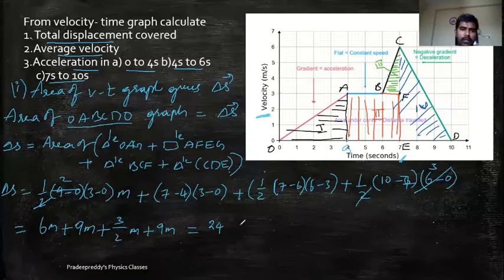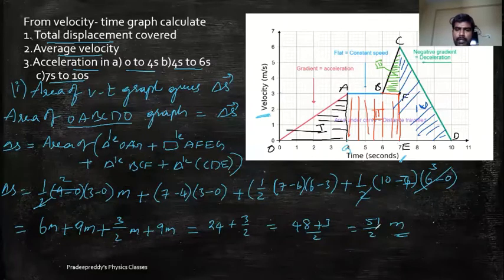Okay, 24 plus 3 by 2. This is equal to 2 4 8, and 2 2 is 4, so 48 plus 3 divided by 2. It is 51 divided by 2. This is delta S and it is in meter. Nearly, 2 2s are 4, remainder is 1, and 2 5s are 10. This is equal to 25.5 meter. That is the total displacement traveled by the body.